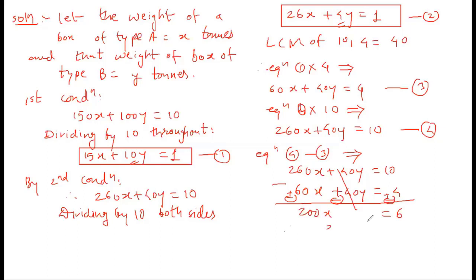Therefore, x becomes 6 upon 200. If we divide it by 2, we get 3 upon 100. It becomes 0.03. The value of x is 0.03. Now for getting the value of y, let's put this value of x in any one of the equations.